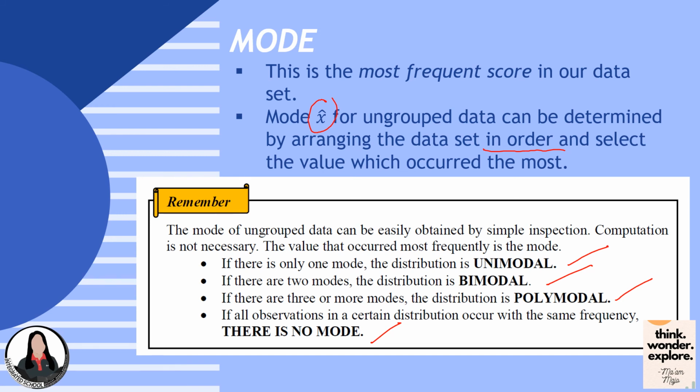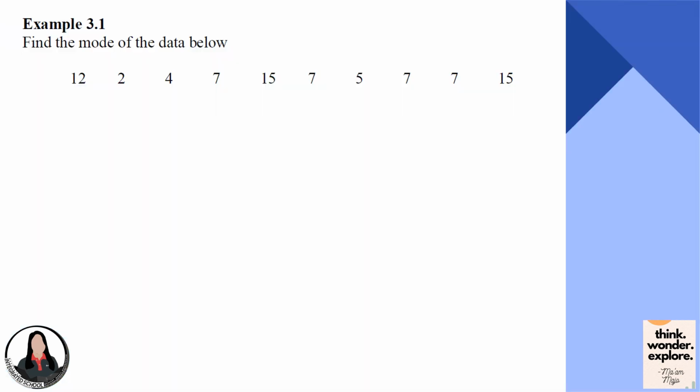Okay. So, to further understand, let us have some examples. Example 3.1, find the mode of the data below. We have 10 scores here and let us rewrite it in ascending order. Pwedeng descending order din, depende sa inyo, but I will use ascending order. So, let me list this. We have 2, 4, and then we have 5. We have 7, 7, 7, 7. Then, we have 12, and then 15, and 15. Pinagtapat ko siya dun sa given para mas mabilis ko siyang mabilang. Okay? So, wala namang nawawala.